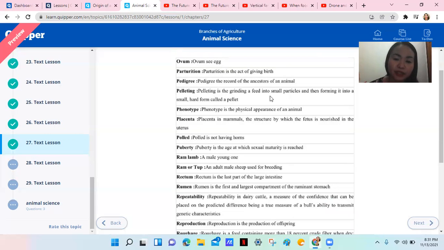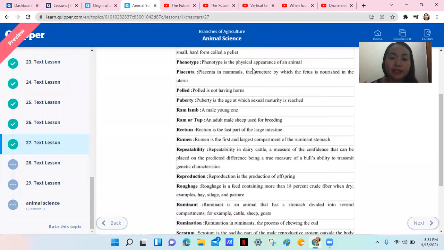Pelleting is the grinding of feed into small particles and then forming it into a small hard form called a pellet. Phenotype is the physical appearance of an animal. Placenta, in mammals, is the structure by which the fetus is nourished in the uterus. Polled is not having horns. Puberty is the age at which sexual maturity is reached. Ram lamb is a male young one, and a ram, or tup, is an adult male sheep used for breeding.